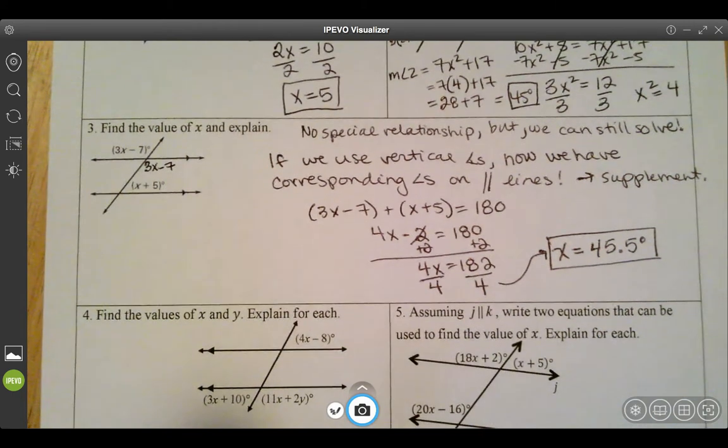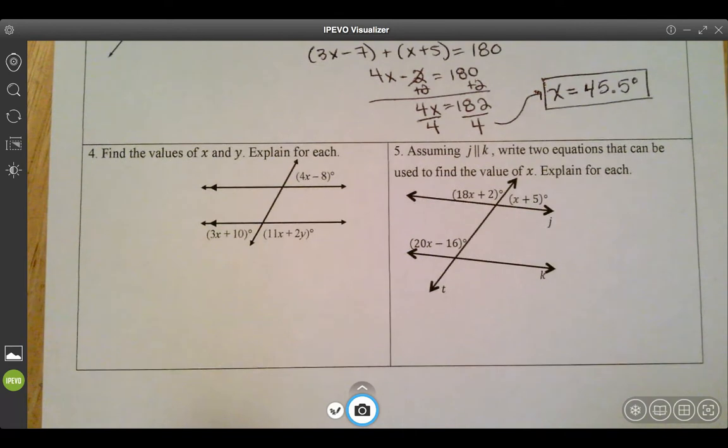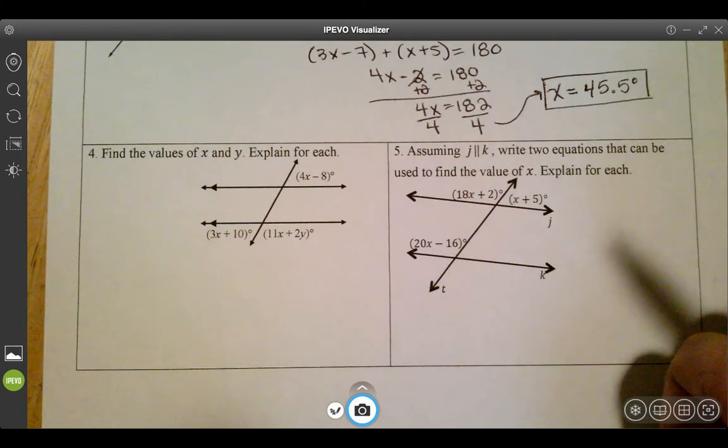Okay, number 4, find the values of x and y and explain for each. We will be using some of the space underneath these boxes, just a little bit. So here, we have to choose which variable we want to solve for first.